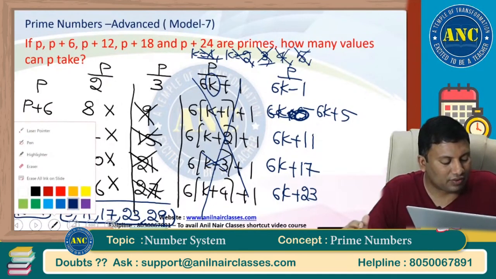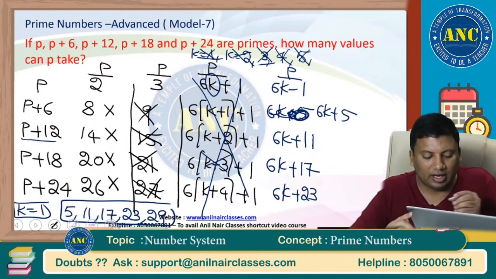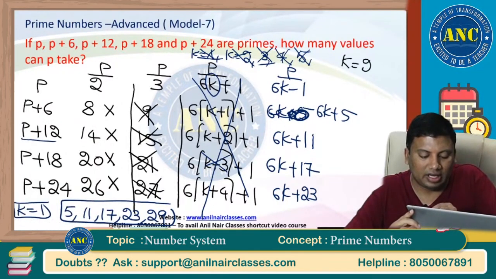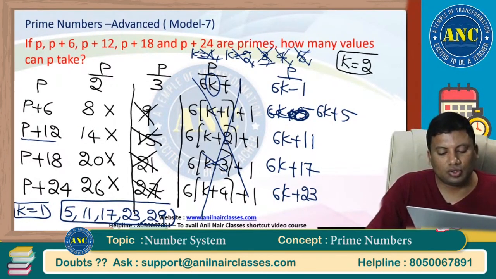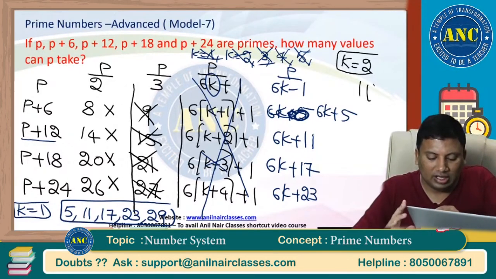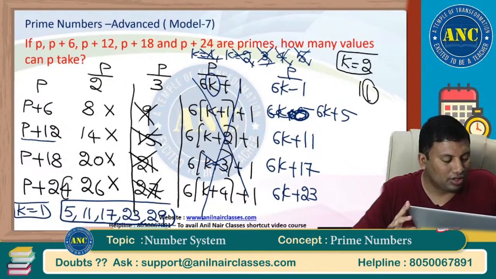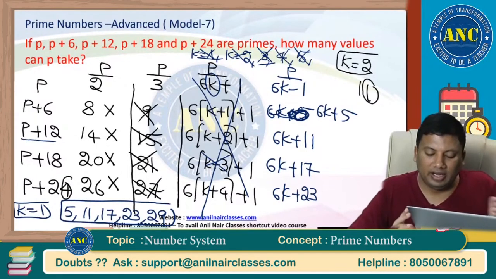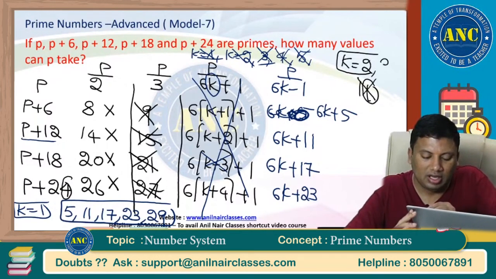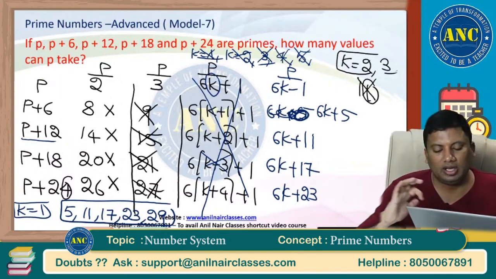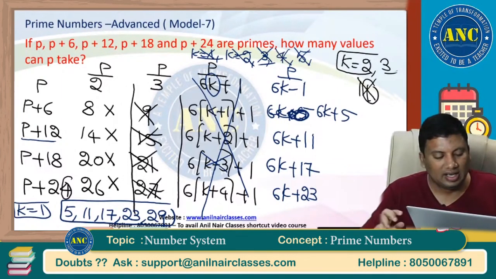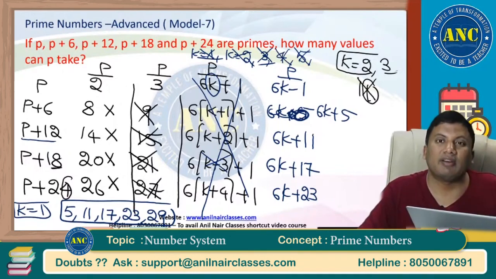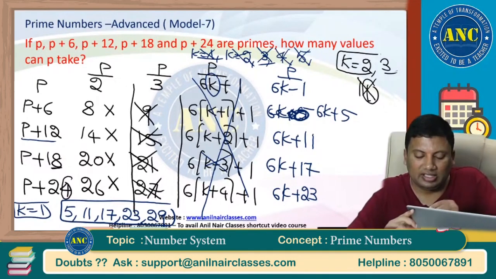All are satisfying. But if I keep k equivalent to 2, what will happen? 6 into 2 is 12. 12 minus 1 is 11. The unit digit is 1, and the other unit digit is 4, so the answer will be divisible by 5. These are out. If I put k equivalent to 3, 6 into 3 is 18. 18 minus 1 is 17. 17 plus 18 gives 35... the digit sum 7 plus 8 is 15. It is divisible by 3.